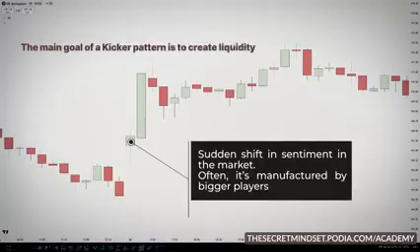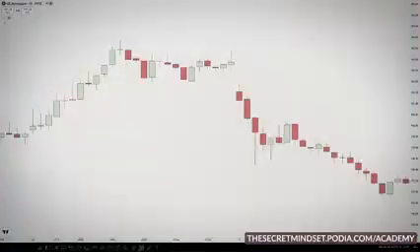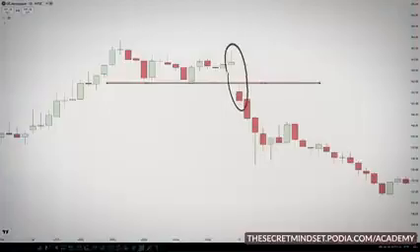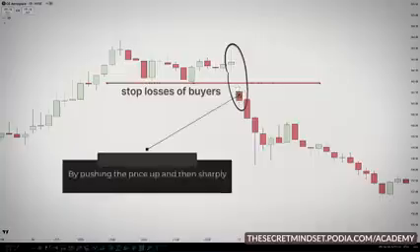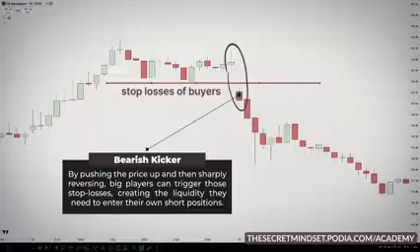Just like with many other manipulative tactics, the main goal of a kicker pattern is to create liquidity. For instance, in a bearish kicker, traders who are long will typically have their stop-loss orders placed just below key support levels. By pushing the price up and then sharply reversing, big players can trigger those stop-losses, creating the liquidity they need to enter their own short positions.